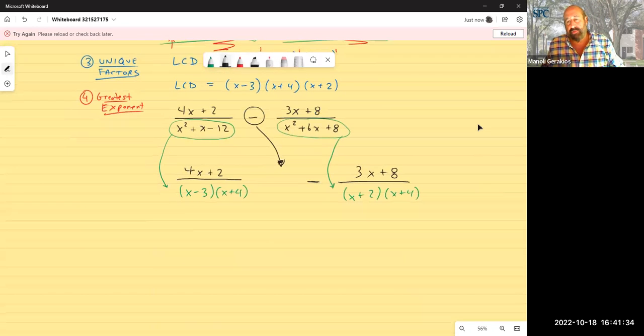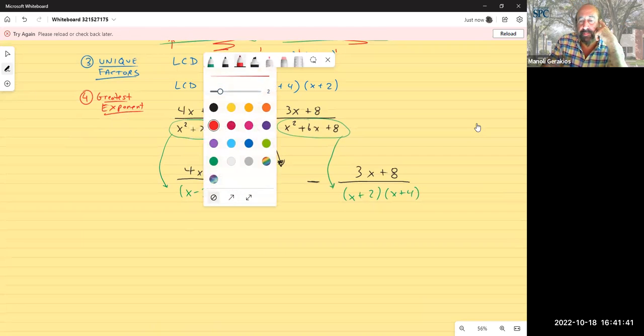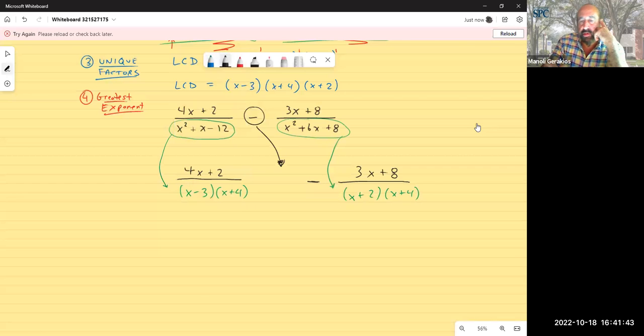Okay, now let's show what we want both of these denominators to look like ultimately. We want these guys to have a denominator of the LCD.